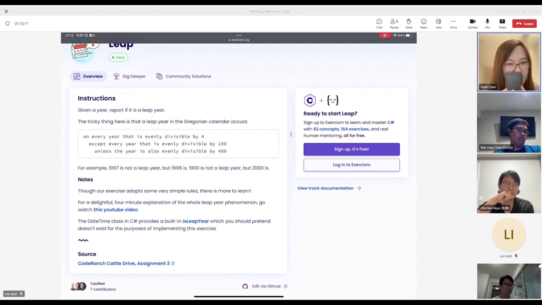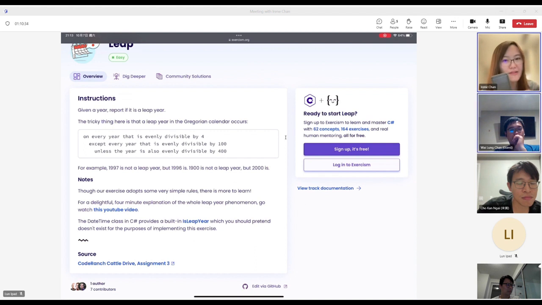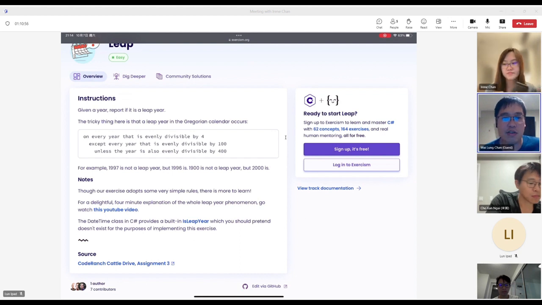The tricky thing here is that a leap year is every year that is evenly divisible by 4, except every year that is evenly divisible by 100. So the number can be divided by 4 and cannot be divided by 100, maybe like 1996. The tricky point is year 2000: it can be divided by 4, then by 100, and then also by 400.